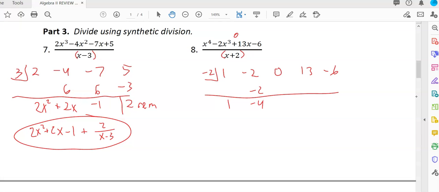Negative 2 times negative 4 is positive 8. Negative 2 times 8 is negative 16. Okay, that's negative 3. That's positive 6. Oh, this works out beautifully, right? So remainder is 0. So my answer is going to be x cubed. My answer is x cubed minus 4x squared plus 8x minus 3.